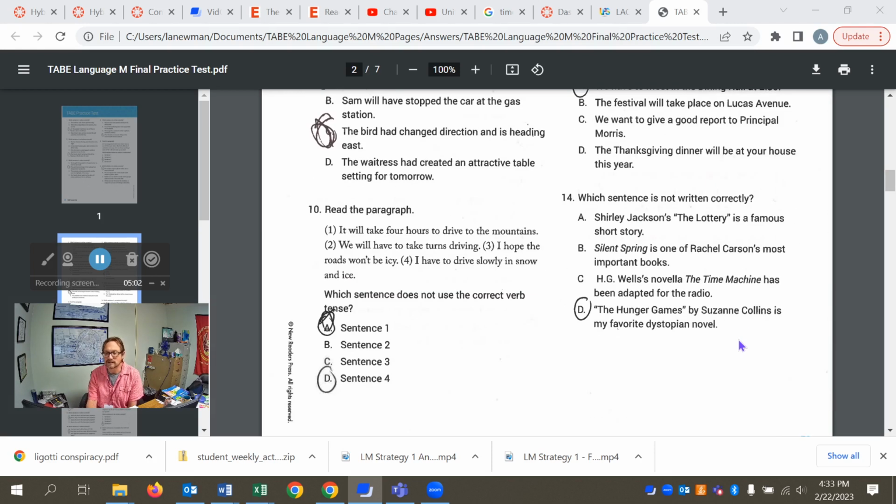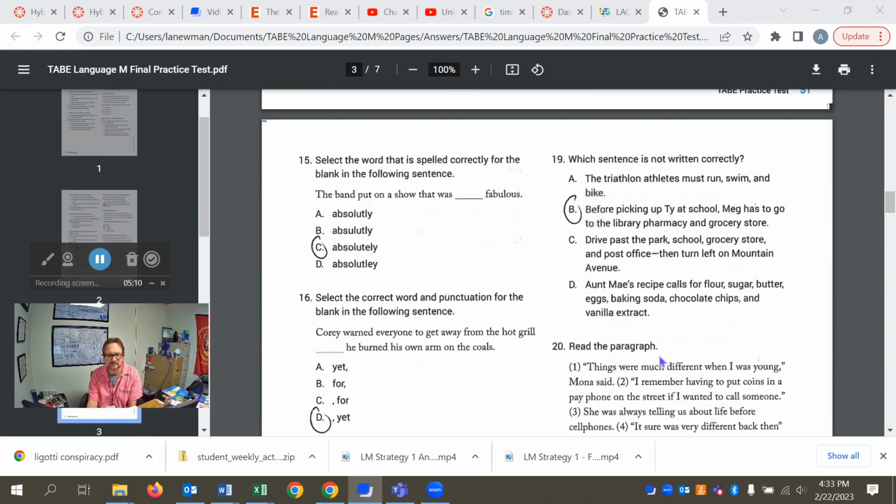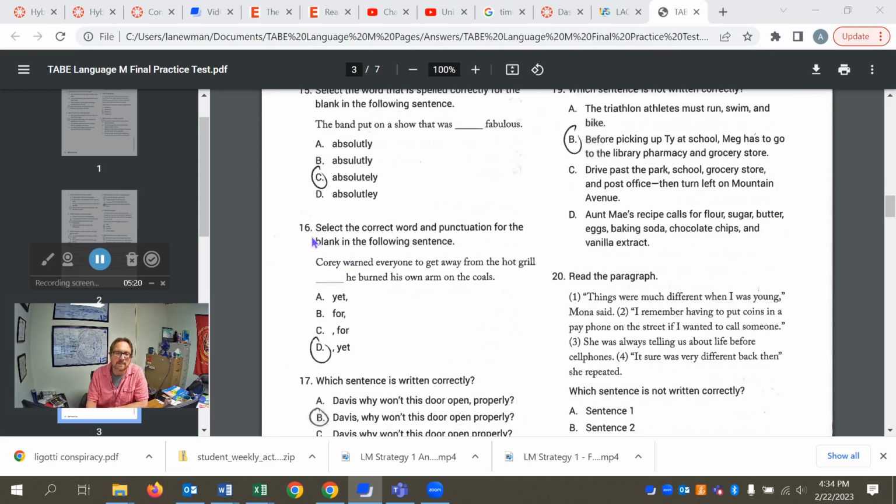Which sentence is not written correctly? And it's D, The Hunger Games is a novel, so it should be in italics, not quotation marks. 15. Select the word that's spelled correctly for the blank in the following sentence, and C is the correct spelling of absolutely.